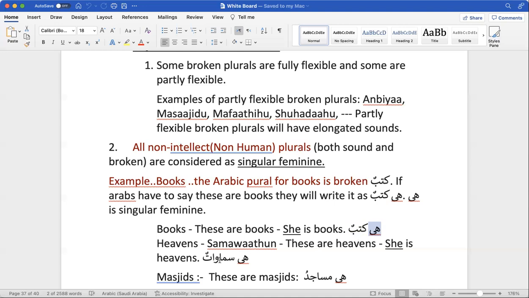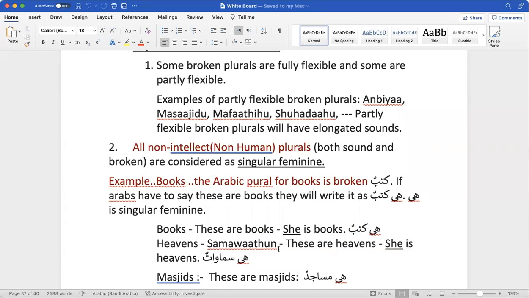Likewise, you have samawatun. It's a normal non-human feminine plural, meaning heavens. They will not write haulai samawatun. They will write hiya samawatun. It also means these are heavens.